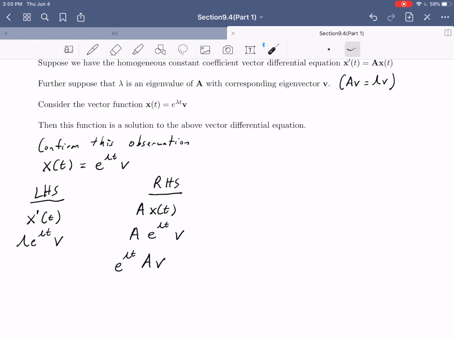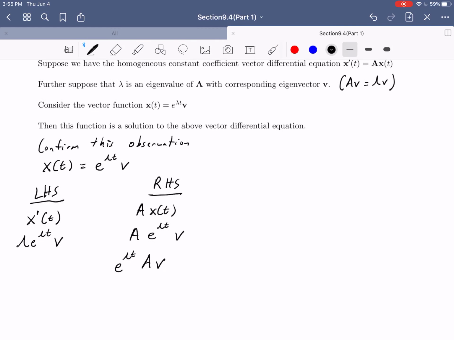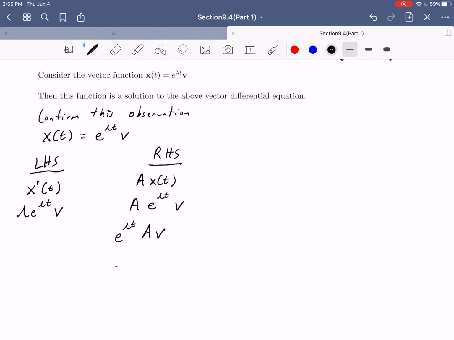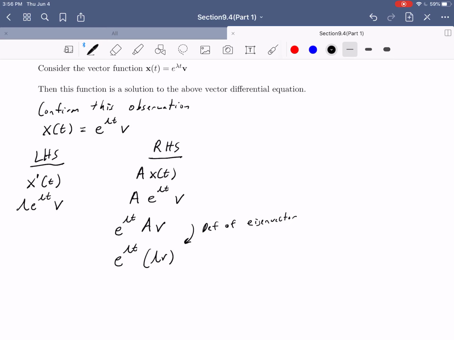And remember our assumption that v is an eigenvector with corresponding eigenvalue lambda. In other words, like we said here, Av is lambda v. So we can replace this with e to the lambda t lambda v. And again, that's because that's the definition of eigenvector. All right, and then of course, this lambda is also a scalar. This is a scalar function. Might as well just put that lambda in front.